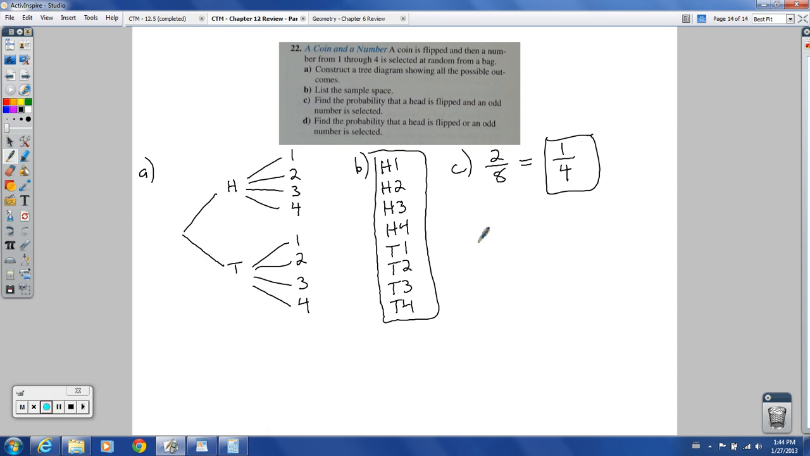And part D, a head is flipped or an odd number is selected. So this is a difference here. Here it said and, so both things had to happen, head and odd. Now we're saying head or odd. So these are all having heads, and then or odd would be this one has an odd and this one has an odd. These 2 have both things happening, but these ones, it can be either or. And so we have 6 out of 8, which is 3 out of 4. And so that becomes our final answer. That's our final answer there.